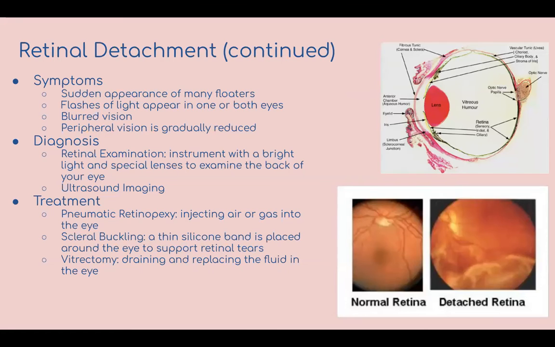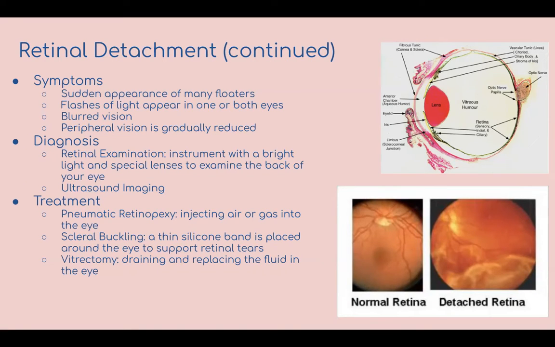Okay, so the symptoms of retinal detachment are a sudden appearance of many floaters, which are different black or gray dots that show up in one or both of your eyes. There's also flashes of light that appear in one or both of your eyes. You can also get blurred vision, and your peripheral vision is gradually reduced, which can ultimately lead to your whole vision being gone. Retinal detachment can be diagnosed using light instruments and an ultrasound to see inside your eye, see the retina, and see where the tear or where the vitreous liquid is.